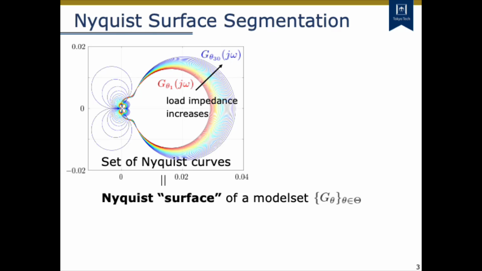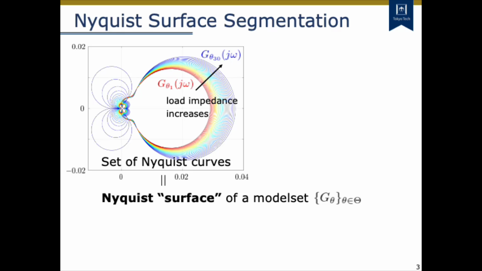From this figure, we can see that if the load impedance increases, then the Nyquist curve of the linearized model expands. This means that the gain of the linearized model increases as the load increases. In fact, the set of such curves in the complex plane can be regarded as a surface. So we call this the Nyquist surface of the model set, which is the collection of the uncertain models G theta.